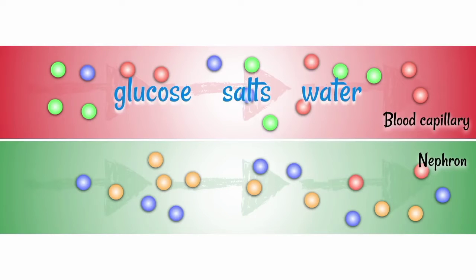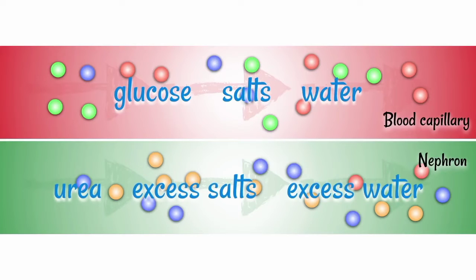The materials that are left behind, obviously we've got urea, because one of the main purposes here is to get rid of urea. But what we will also have is excess salts and excess water. Your body needs salts and it needs water, but it needs to have these things present in the correct amount.